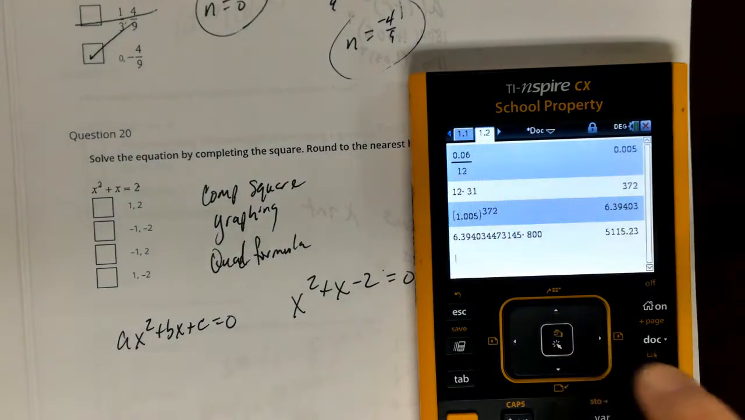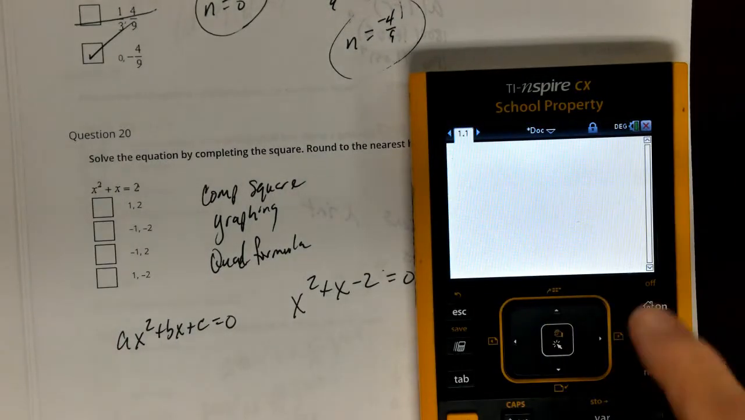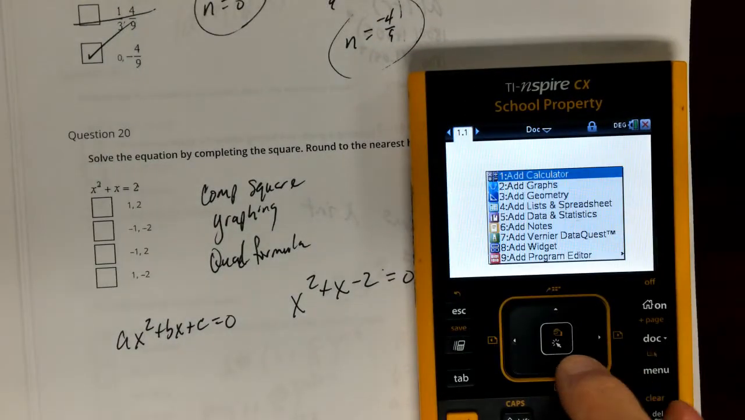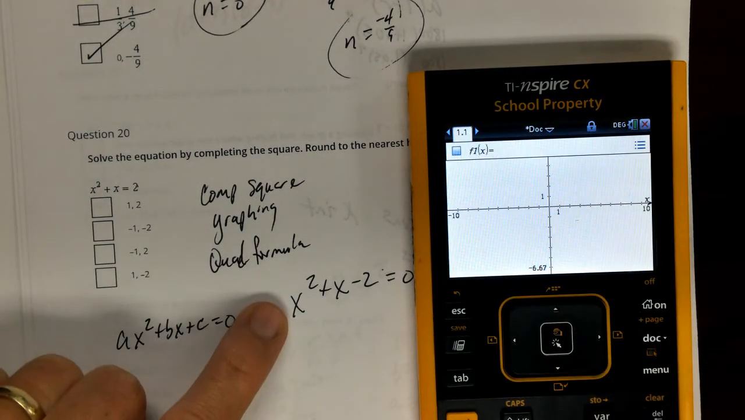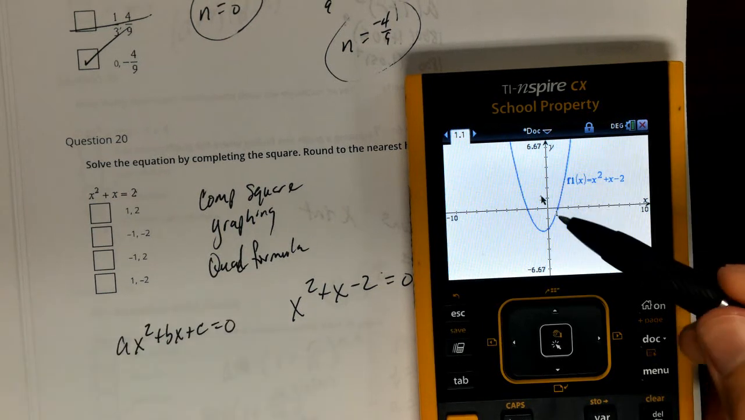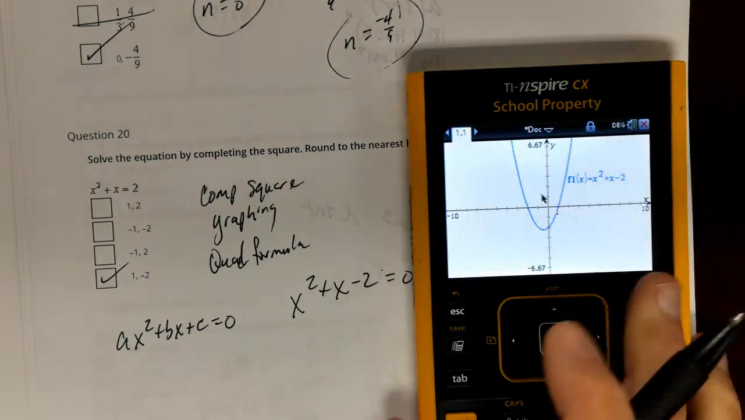Open this up. Open up a new document. We're going to add a graph. Sorry, Coach Sapp. We're going to insert this equation, x squared plus x minus 2. Enter. You can see we have an x-intercept right here at 1 and negative 2. Bam.